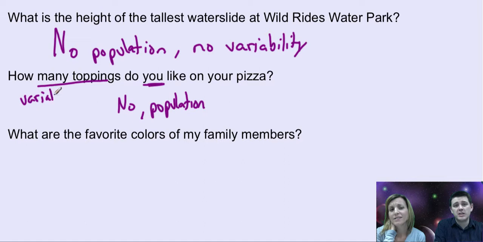Maybe some people just like cheese. Yeah, there you go. So there is variability, but they're not specific about the population, so we would still say no to this one. It has to be both of them.